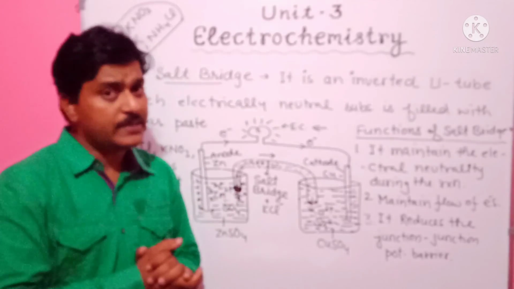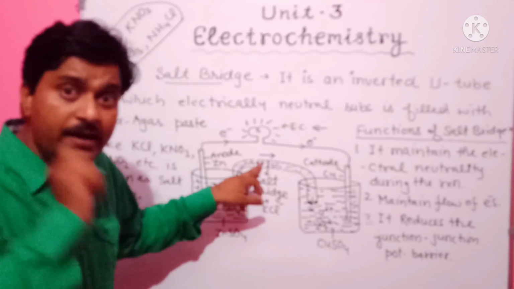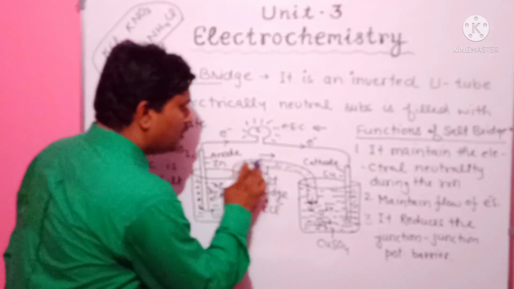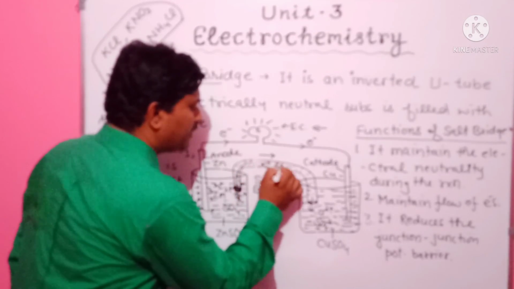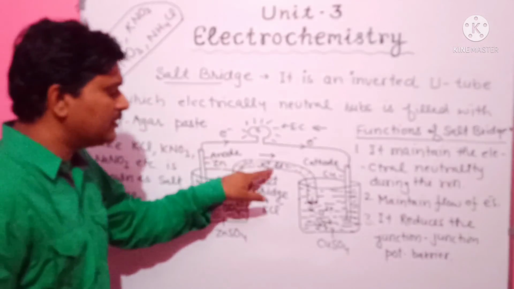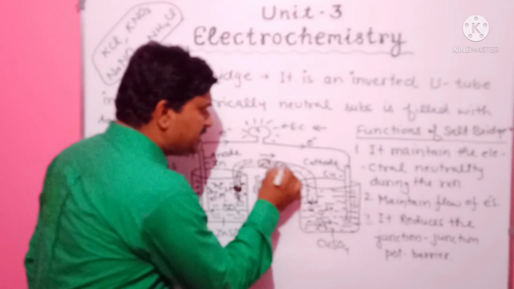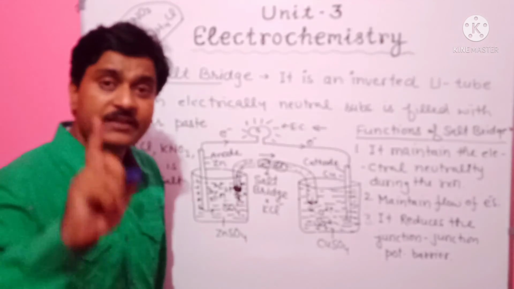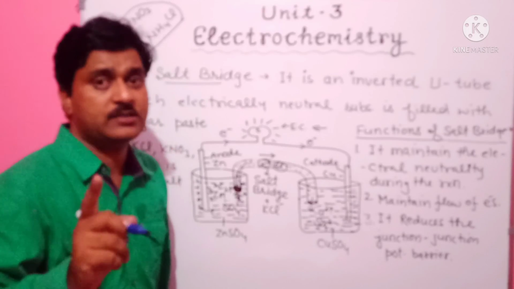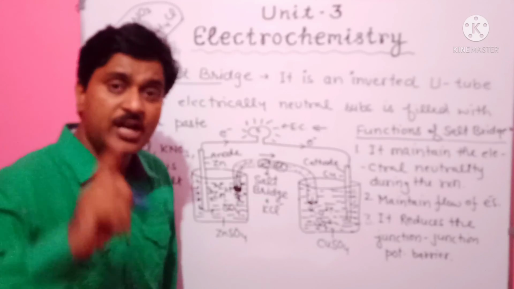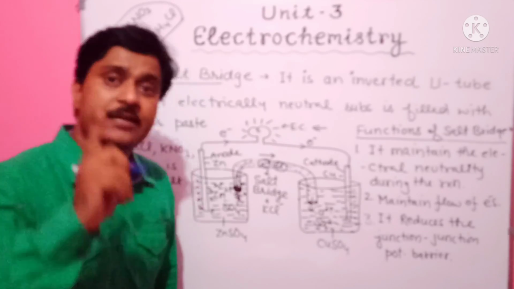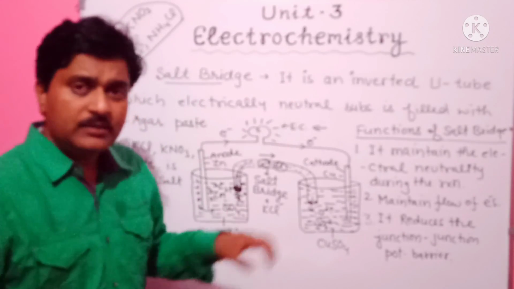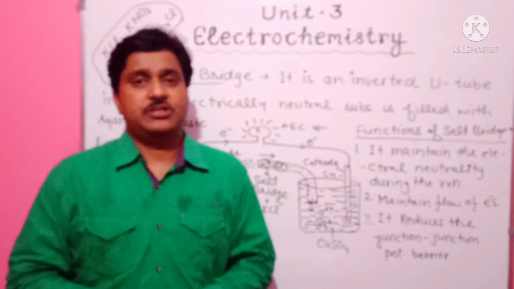The second property of the salt bridge is the mobility of ions. Here, if KCl is filled, then the mobility of the potassium ions and chloride ions should be the same. The mobility of the cations and anions, meaning positive and negative charges, should be the same. These two points should always be kept in your mind. These are the properties of the salt bridge.